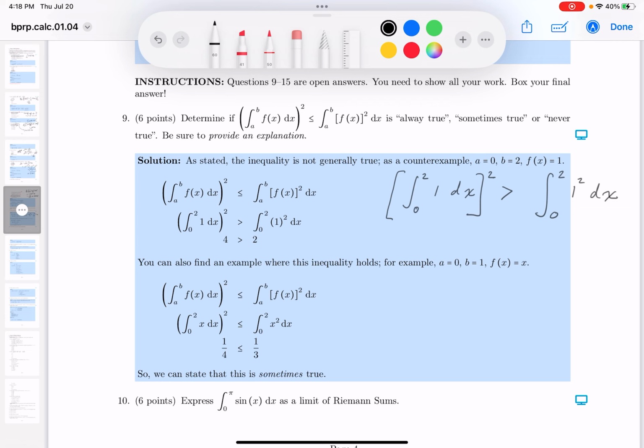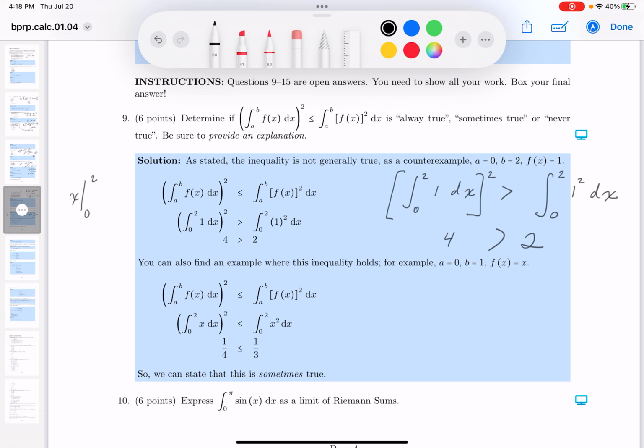The antiderivative of 1 is x. I'll write this on the side for you. And we're evaluating that from 0 to 2. I would just get 2, and 2 squared is 4. Now, 1 squared is 1, and the antiderivative is x, and if I went from 0 to 2, I get 2. So this is an example where I found it's not true. Now, by the way, that's only one example. It's not true for that example. So maybe it's never true.